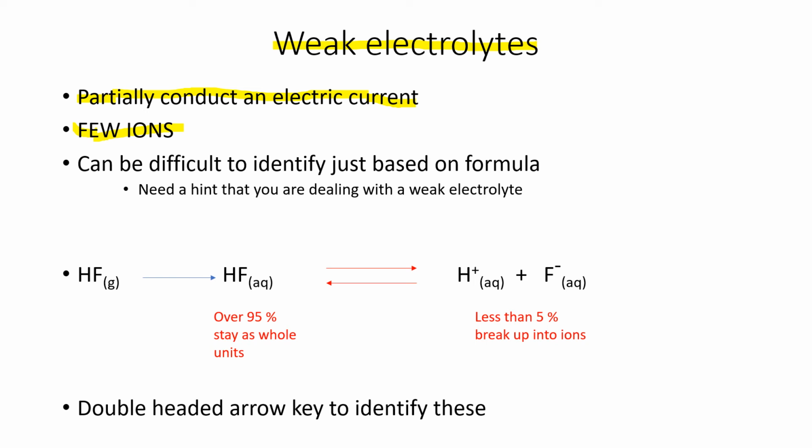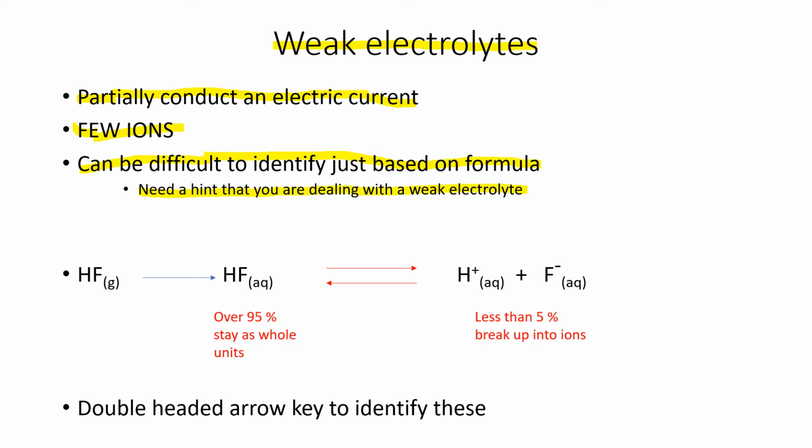Not nearly as many as ionic compounds do for our strong electrolytes, but they do produce more than the 0 that are produced from the non-electrolytes. So they produce a small amount of ions. Weak electrolytes can be very difficult to identify just based upon their formula. Your strong electrolytes, you should be able to very easily identify. Same with the non-electrolyte. Weak electrolytes are difficult to identify. Generally, for a weak electrolyte, you need a hint that you're dealing with one.